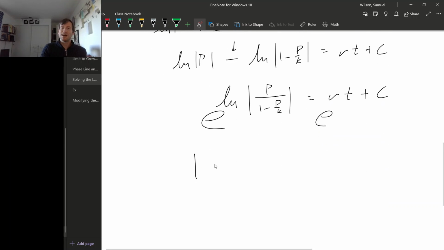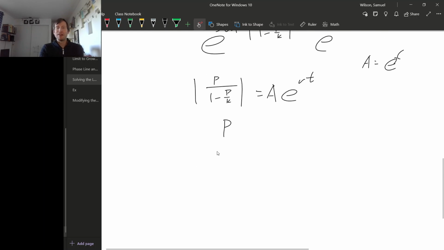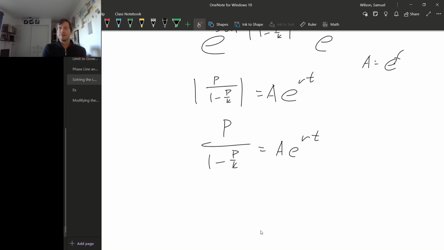On the left-hand side, we get absolute value of p over 1 minus p over k. On the right-hand side, we get e to the rt times e to the c, but as usual, I'm going to let e to the c be a, like that. And we can remove the absolute values at the expense of putting a plus or minus on the right-hand side, but that just means a can be anything. So now we have p over 1 minus p over k equals a e to the rt. And remember, now we need to solve for p.